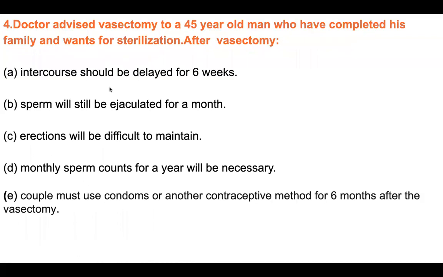Number 4. Doctor advised vasectomy to a 45-year-old man who has completed his family and wants sterilization. After vasectomy, A, intercourse should be delayed for 6 weeks. B, sperm will still be ejaculated for a month. C, erection will be difficult to maintain. D, monthly sperm count for a year will be necessary. And E, couple must use condom or another contraceptive method for 6 months after the vasectomy.